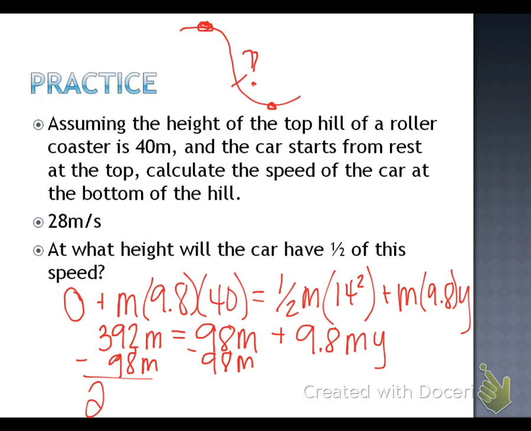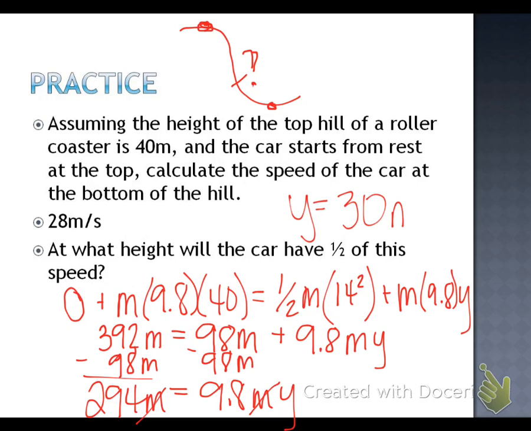And that gives us 294m equals 9.8 my. We can cancel our m's. Divide 294 by 9.8, and we get our distance to be 30 meters. So it's not exactly at the halfway point that it has half its speed. Takes it a while to start picking up speed, and by the time it gets 30 meters down that track, it will have had half of its maximum speed.